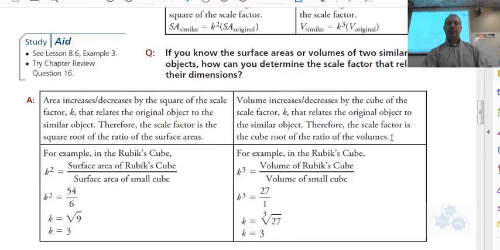And finally, if you know the surface areas or volumes of two similar objects, you can determine the scale factor. So if you know the ratio between the surface areas, you take that ratio and then you square root it to get the scale factor. If you know the ratio of the volumes, you take that ratio and you cube root it to find the scale factor. That's the last part, and we did some questions there in 8.6 on that.